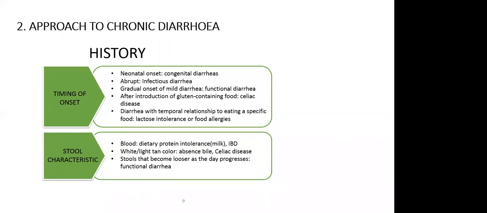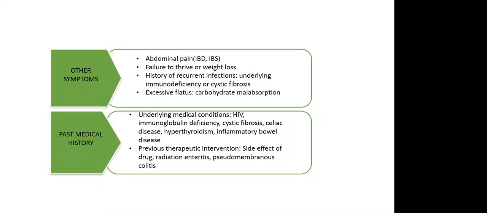Apart from that, we must ask about associated symptoms, for example abdominal pain, which might suggest IBD or IBS. Failure to thrive, weight loss, and history of recurrent infection are suggestive of cystic fibrosis, which is not common in Malaysia. Excessive flatus, for example, in carbohydrate malabsorption. There are more symptoms, but these are the basic ones.